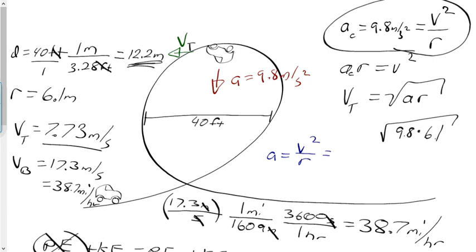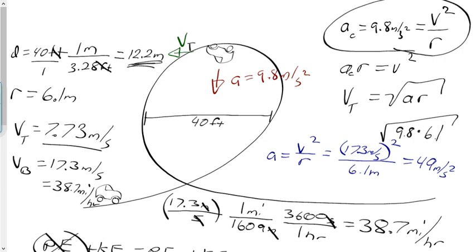We know the velocity at the bottom. Of course, we're going to use the meters per second for that. So that's 17.3 meters per second, but that's squared. And we're putting that over r, which is a radius of 6.1 meters. So that's going to give us a value of 49 meters per second squared, or about 50, right? I'm going to go ahead and round that off to 50 meters per second squared.